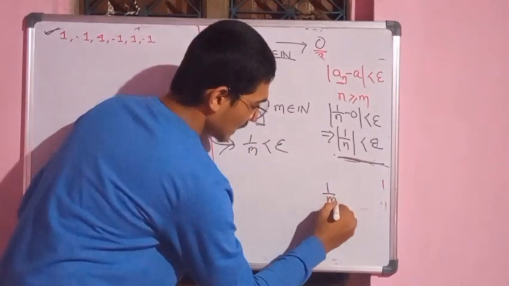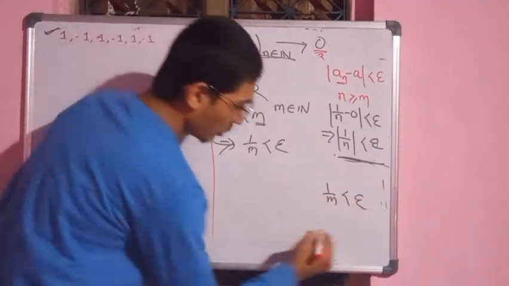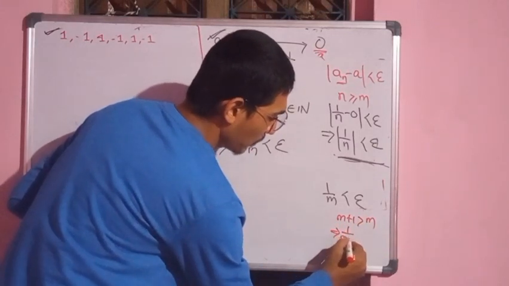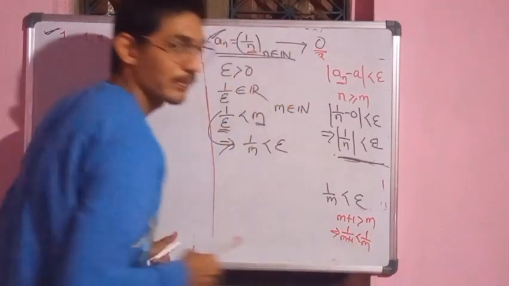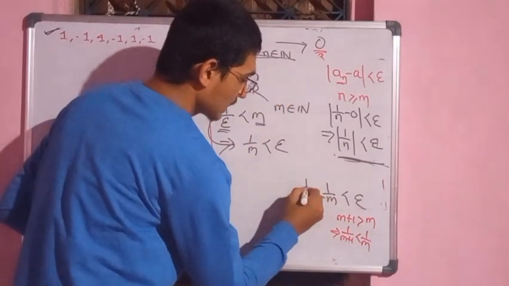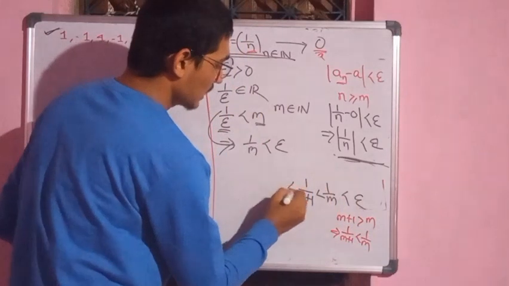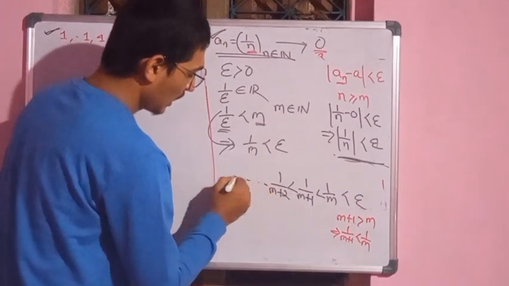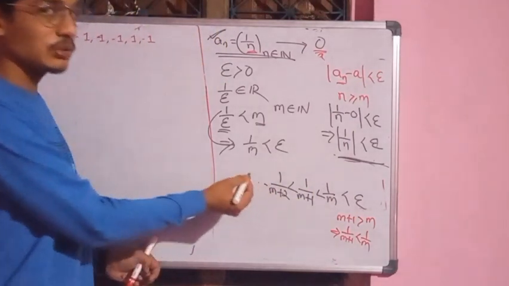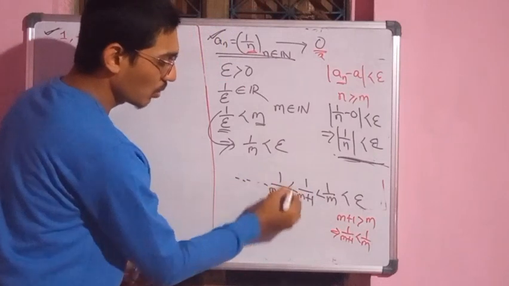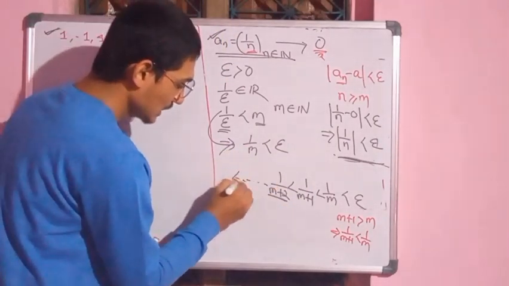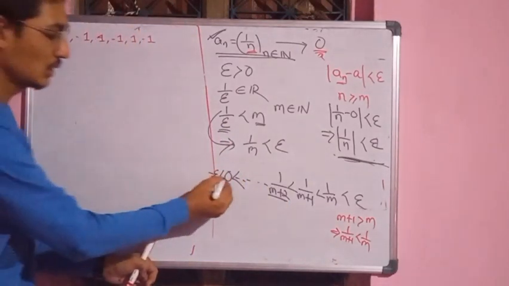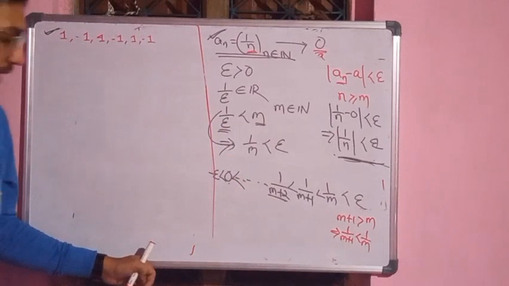If 1 by m is less than epsilon, we know m plus 1 is greater than m. That means 1 by m plus 1 is less than 1 by m, so it will be less than epsilon. In the same fashion, 1 by m plus 1 will be greater than 1 by m plus 2, like this. But see, m is a natural number, so whatever number I get should be positive, meaning greater than 0. And I can also write it should be greater than minus epsilon, because 0 will always be greater than a negative number.